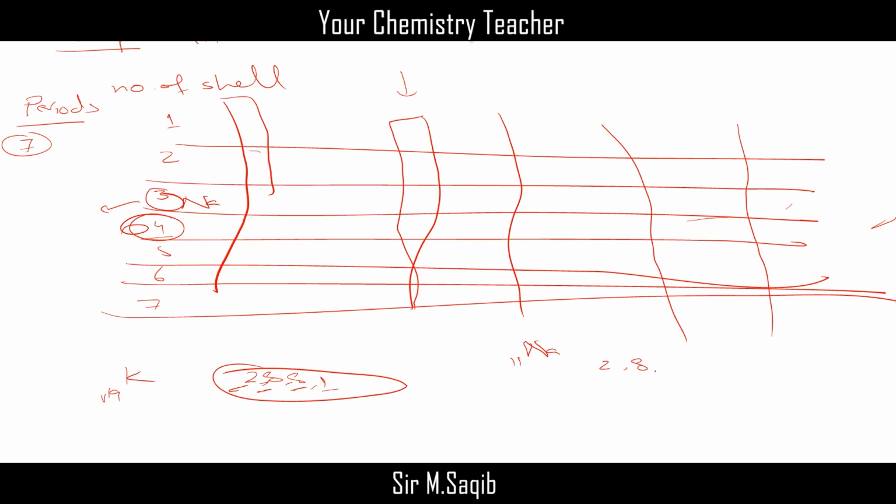So there are 2 electrons in the first shell, and 8 electrons in the second shell. When we add them, they form 10 electrons. There is one more electron which will be in the third shell. So there will be 3 shells. Period 1 consists of 1 shell, period 2 consists of 2 shells, period 3 consists of 3 shells.